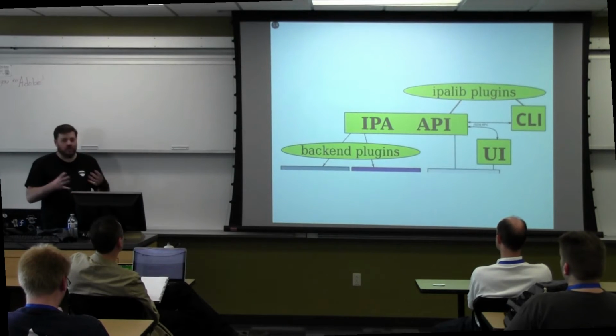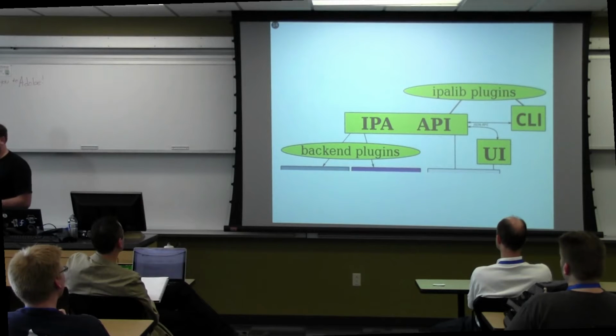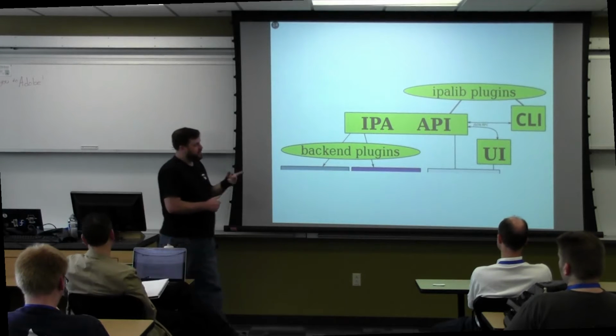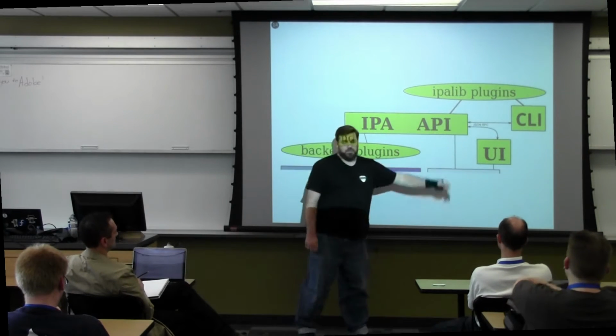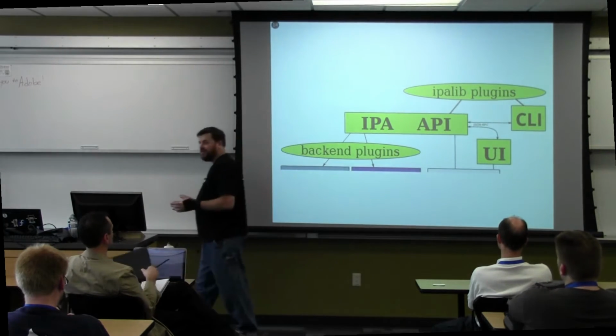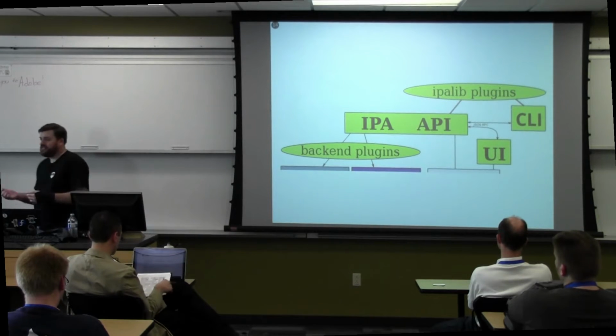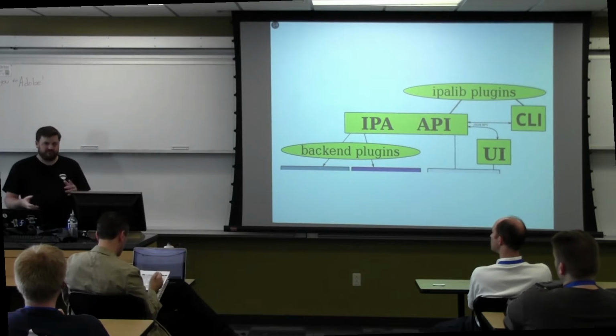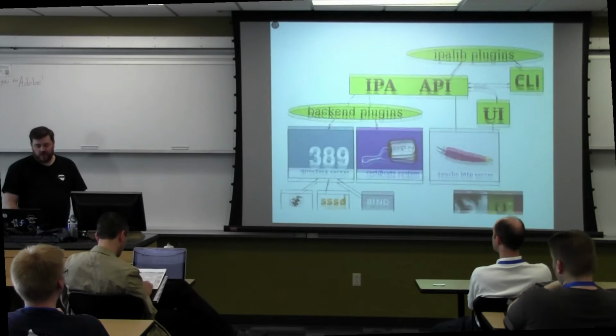So to kind of glue this all together, we have an API. We have some back-end pieces and then the IPA lib plugins and whatnot. The UI is probably the most interesting, with the UI here and the CLI. Those are the two most important parts, if you ask me. I use the CLI quite heavily, and I use the UI sparingly, I guess. I use it quite a bit.